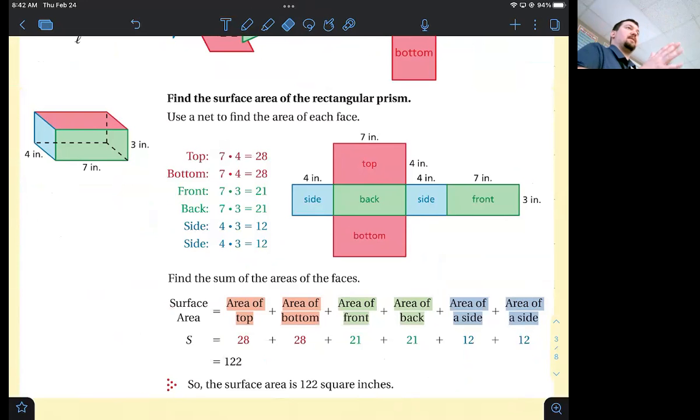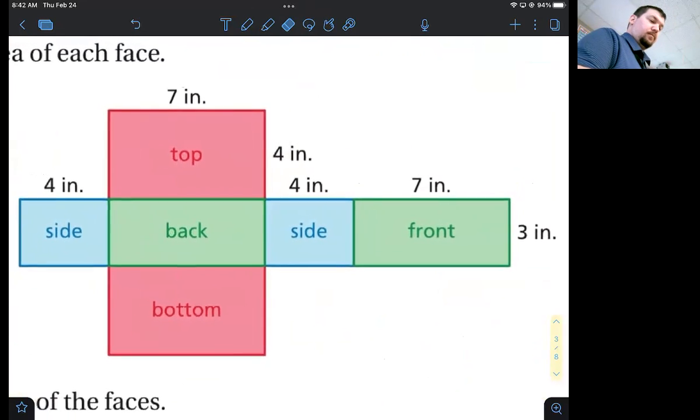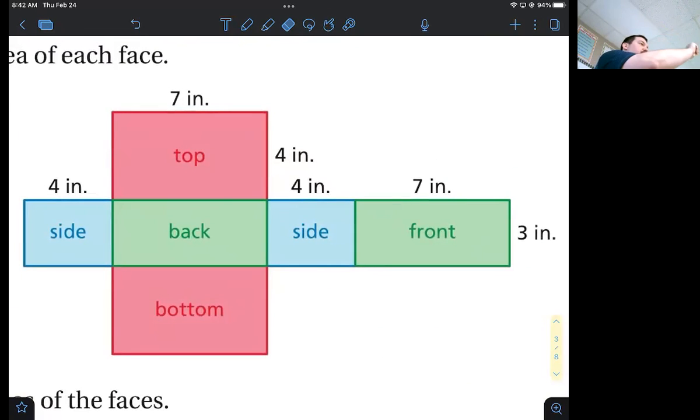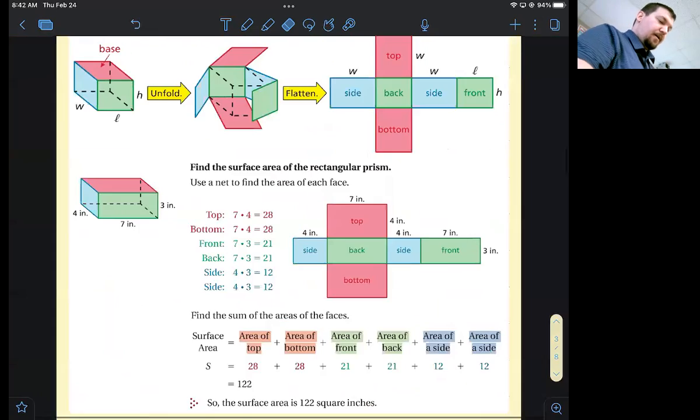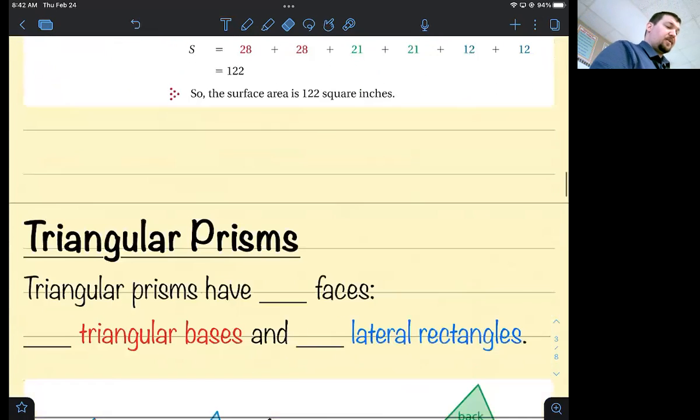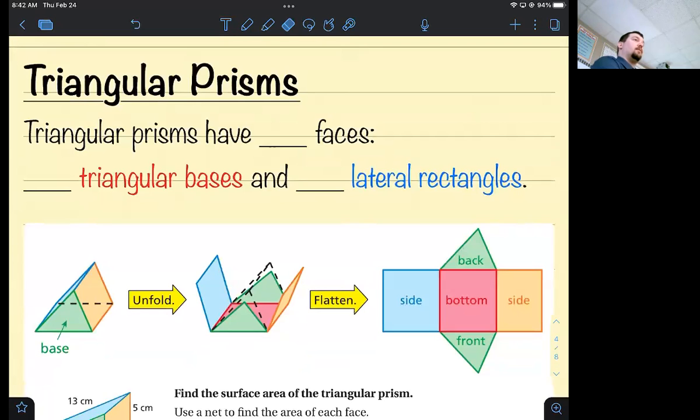We're going to look at the surface area of these shapes. So you can use the net. It's kind of nice because you can write all the areas inside, or you can just use the prism. All right, moving on. We're also going to talk about triangular prisms tomorrow.